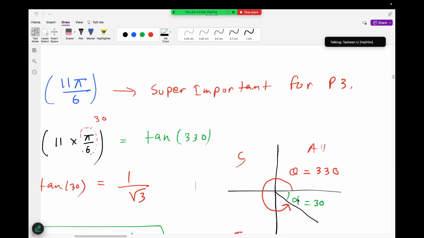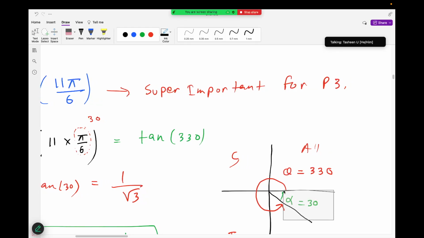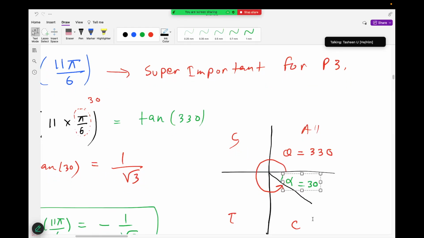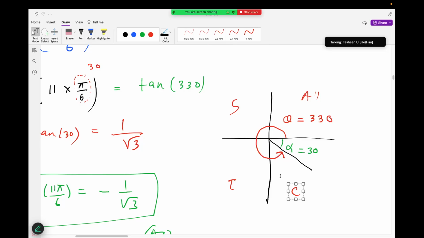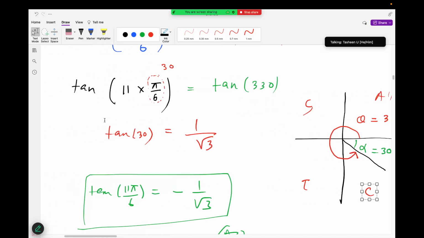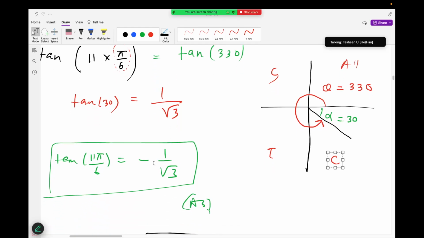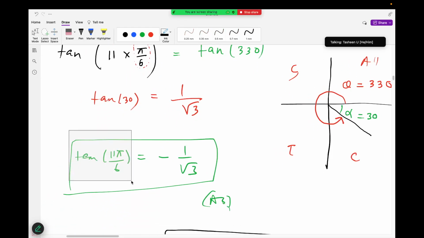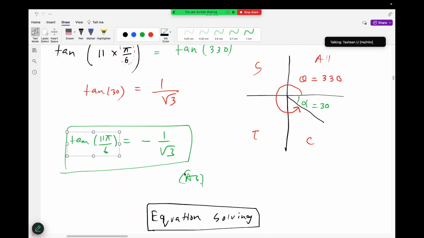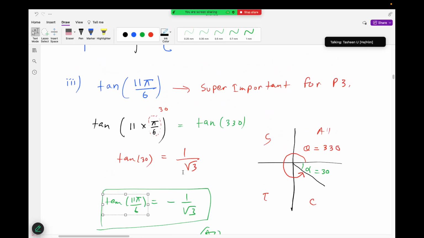That is the same as tan alpha after adjusting plus minus sign. So we know that here only cos is positive. So tan 30 is 1 by root 3, but because here tan is negative, so tan 11 pi by 6 is negative 1 by root 3.